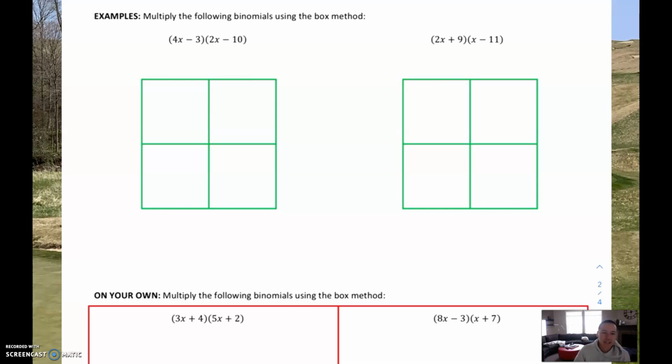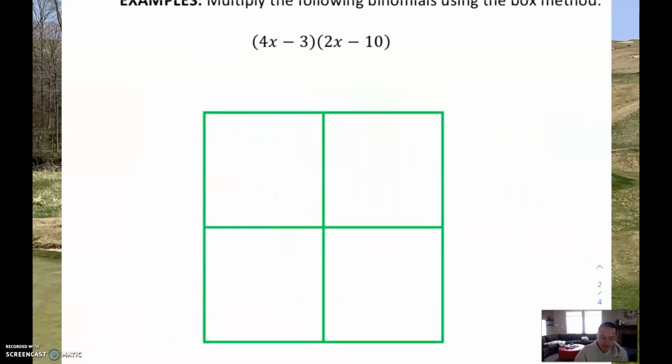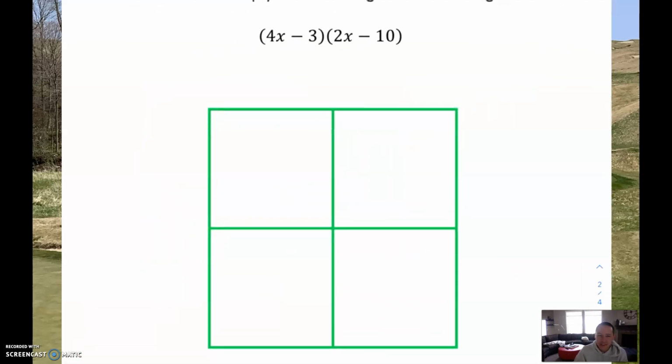All right, next set of examples. Multiply the following binomials using, once again, the box method. But now instead of just x, we've thrown some numbers in front of the x. So across the left side, we're going to put 4x minus 3. And across the top, we will put 2x minus 10. Now you might be asking, do I have to put them on the side and on the top? You can actually put them wherever you want. You get the same answer. We're just doing this for consistency.